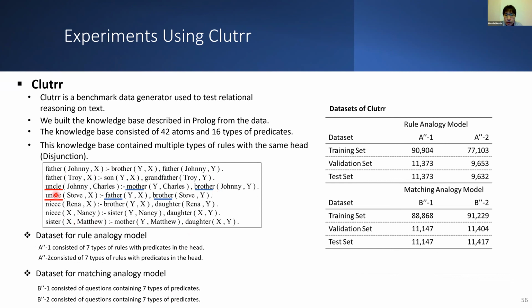For example, there are rules: if Y is Charles' mother and Johnny is Y's brother, then Johnny is Charles' uncle. And if Y is X's father and Y is Steve's brother, then Steve is X's uncle. These rules have different predicates from each other in their bodies. We divided this knowledge base into several datasets. This table shows datasets of Clutrr.